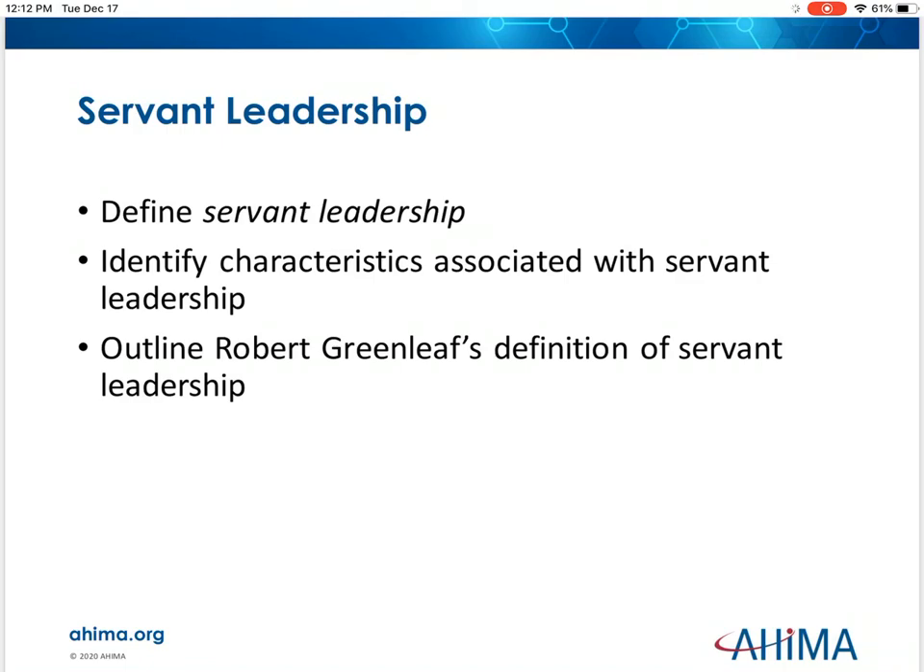But use the PowerPoint to go through and freshen yourself up on the different terms. Where it says to define servant leadership, go through and make sure you understand each one of those terms.